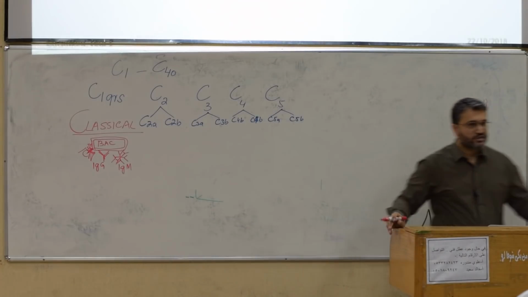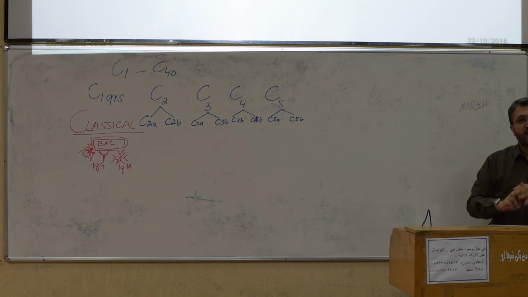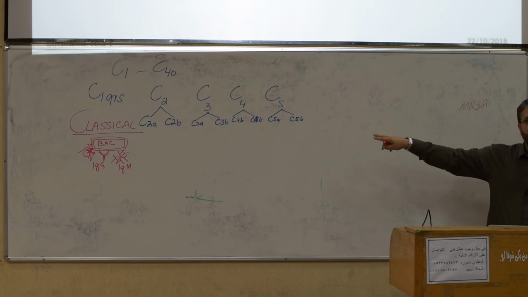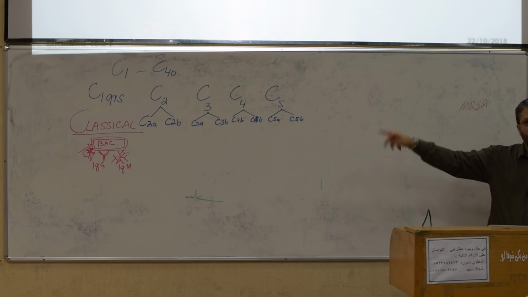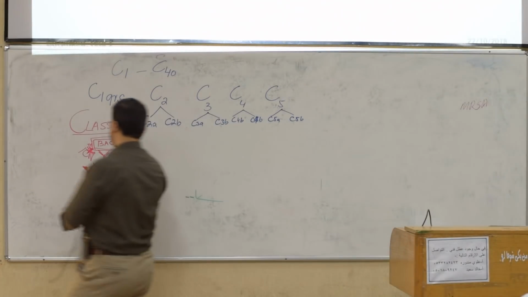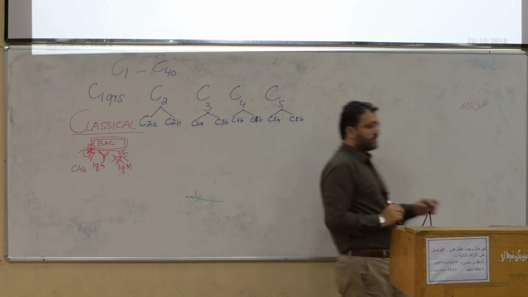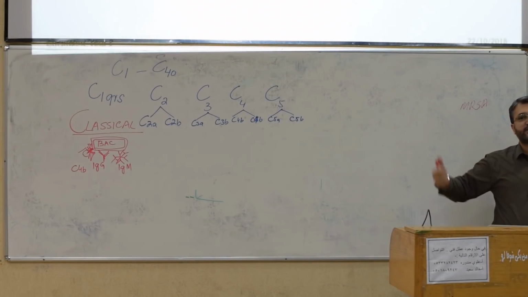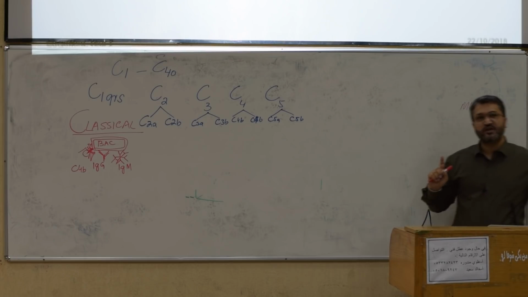So now the C1 is bound here, QRS. First Q will be activated, then R and S will activate C4 into which components? C4A and C4B. C4B will become part of the classical pathway. What happens to A, we will see later. Then the C4B is going to activate C2 into which components? C2A and C2B. So C4 will be joined by C2A.